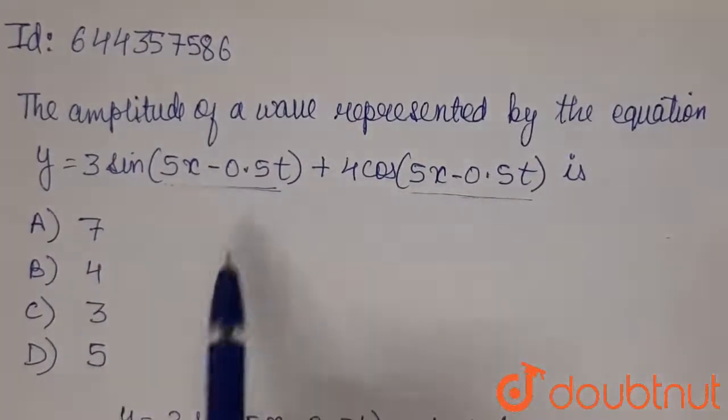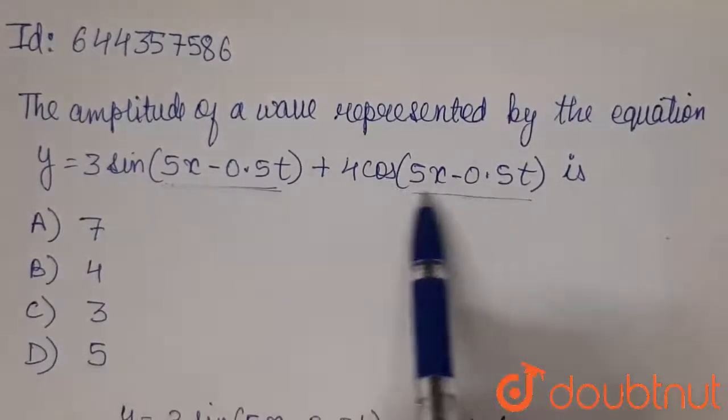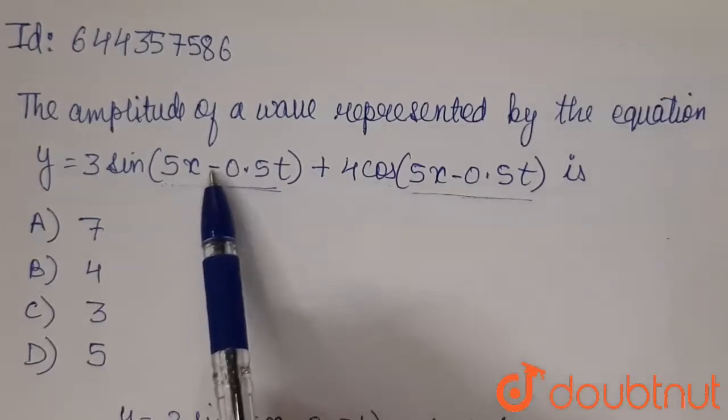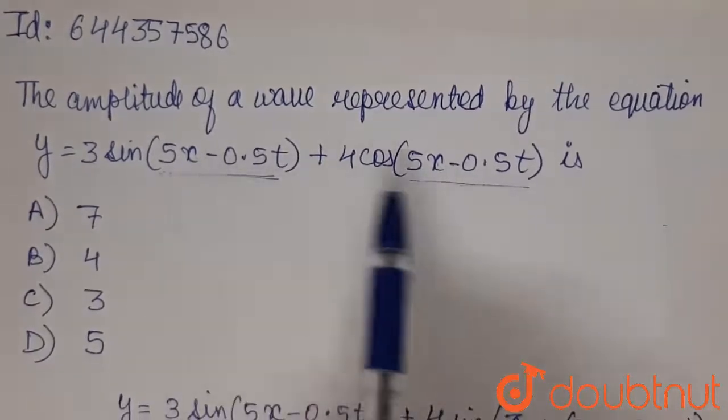Okay, so since we can see that the argument of the sine function and the cos function are equal, we can apply phasor analysis, but before that we have to check the phase difference between these two terms.